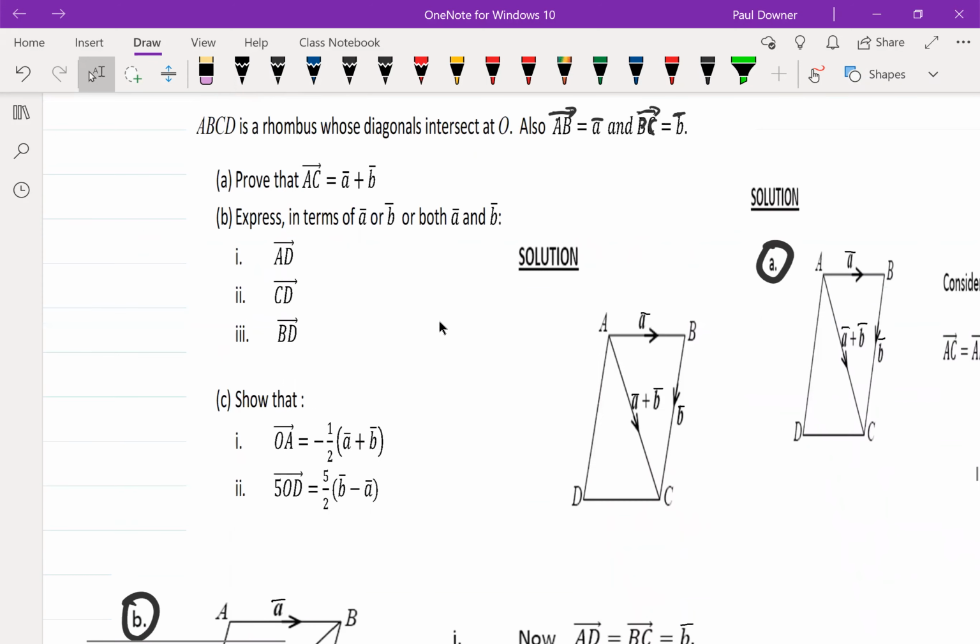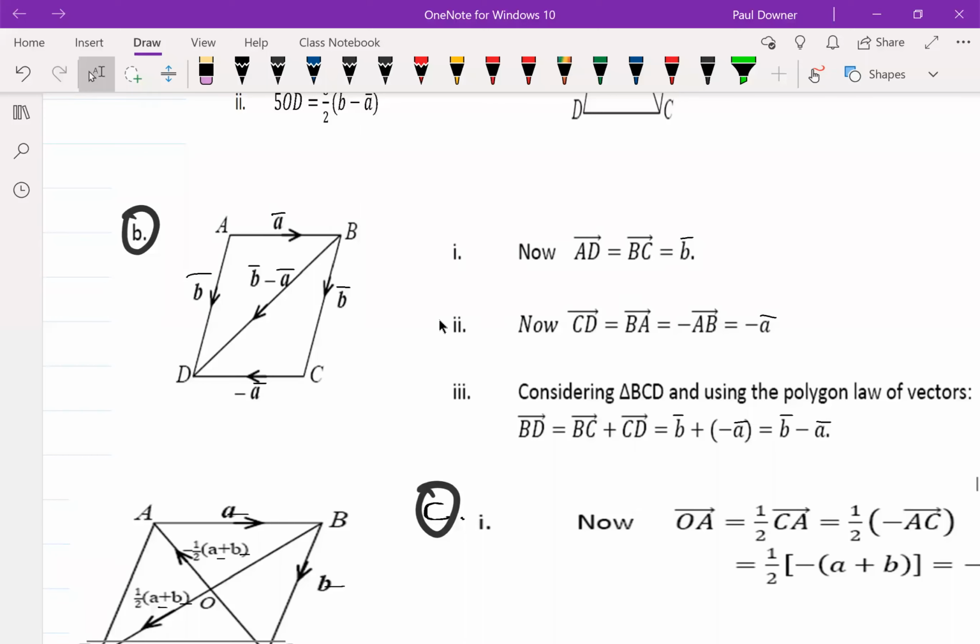So you're supposed to know certain properties. One of the properties of a rhombus is that opposite sides, for example AD and BC, are parallel and equal in magnitude, which means that the vectors would be the same, because the properties for equal vectors are that they must be equal in magnitude and parallel. So the vector AD must be equal to the vector BC.